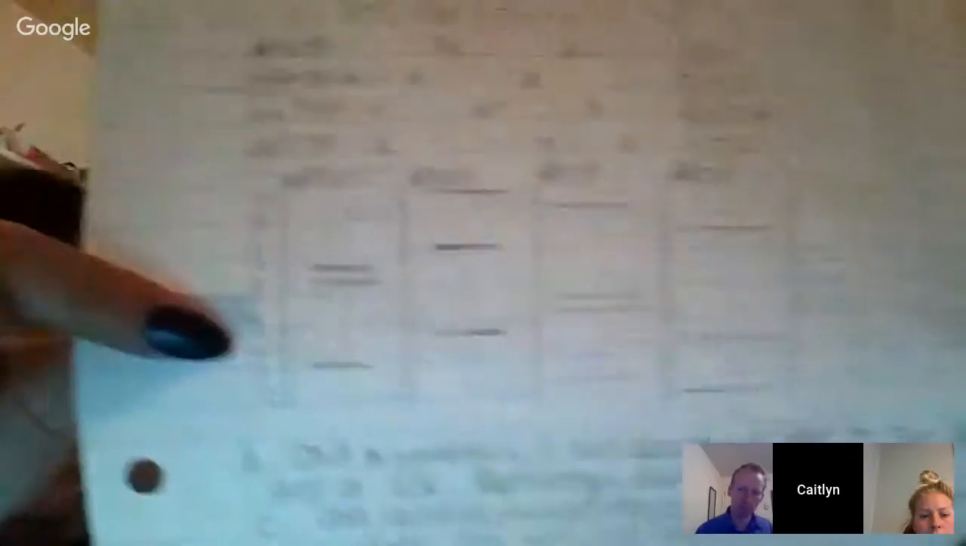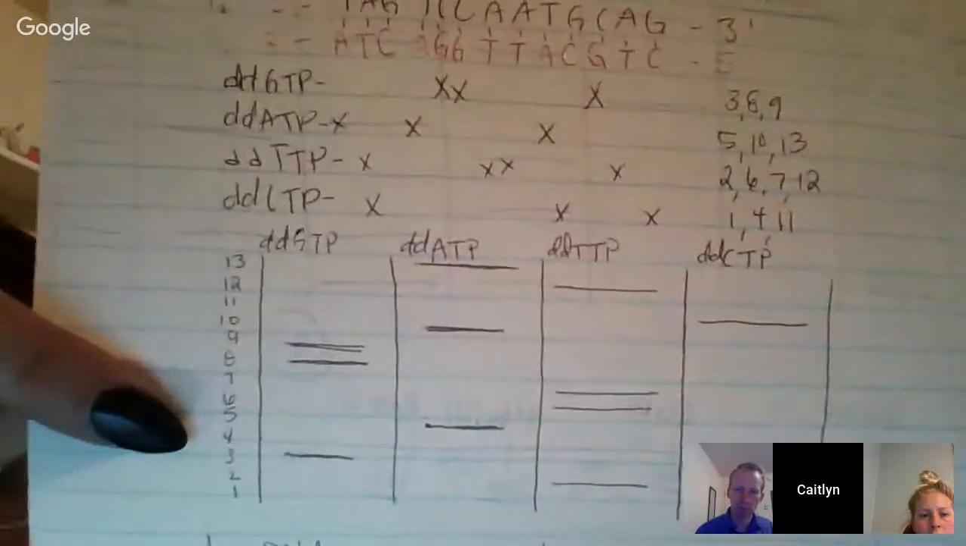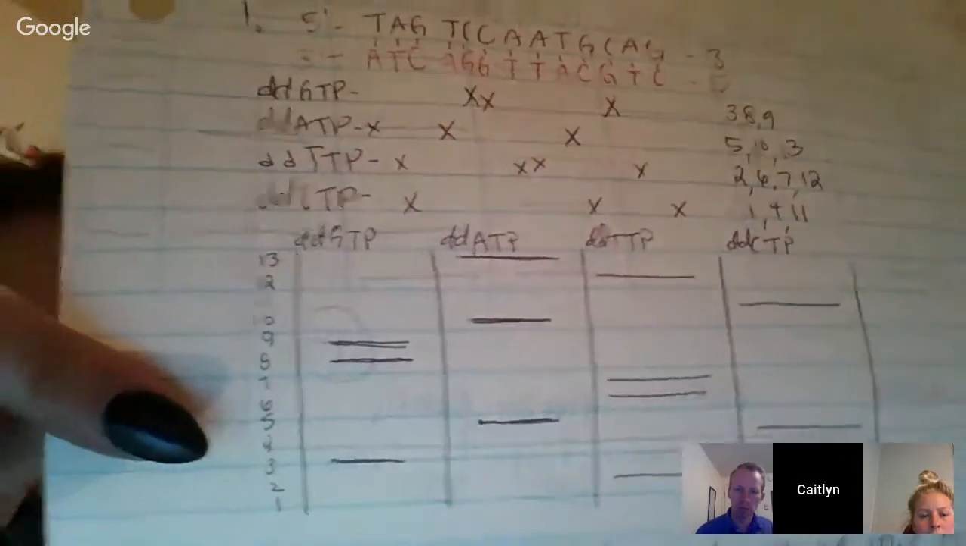Okay, so for number one, it asks about the banding pattern on the gel. There's four lanes for GTP, ATP, TTP, and CTP. Each of the lanes has three bands, except for TTP, which has four bands. That's how I have them spread out, from the largest molecules on the top to the shortest ones down at the bottom, with the positive end at the bottom and the negative at the top.